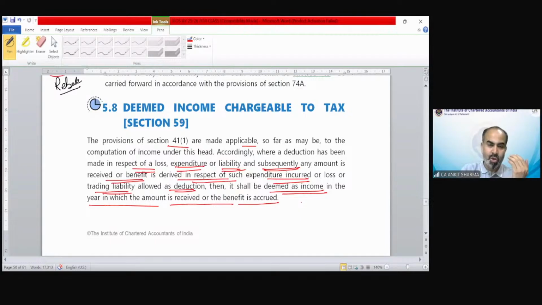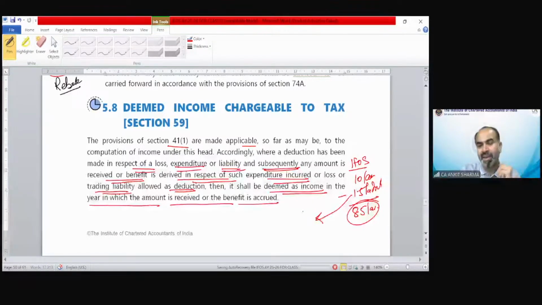Suppose you have claimed any kind of loss. Suppose there is income from other source, 10 lakh rupees, and you have claimed 1.5 lakh rupees interest as expenditure. So taxability is 8.5 lakh. Now, suppose the expenditure you have paid to someone, he has repaid that expenditure to you. You have claimed this expenditure on due basis.